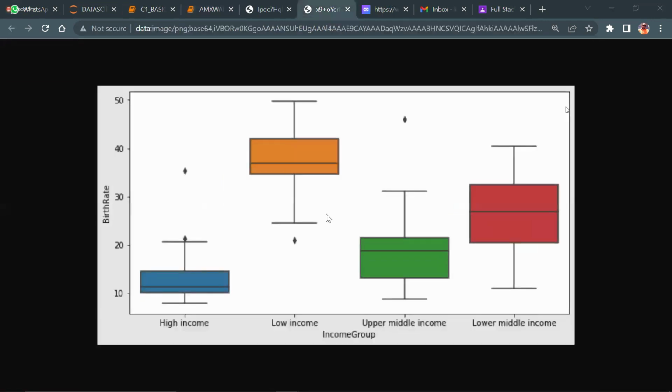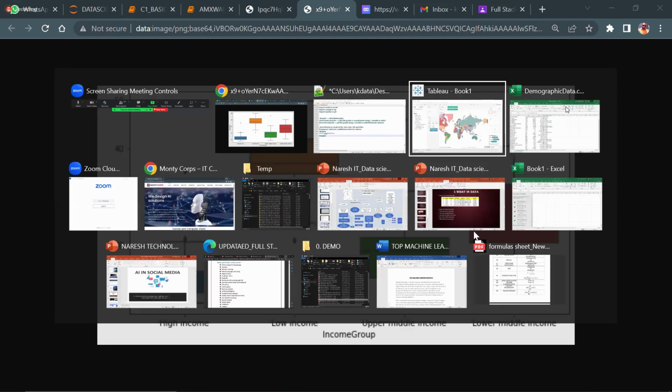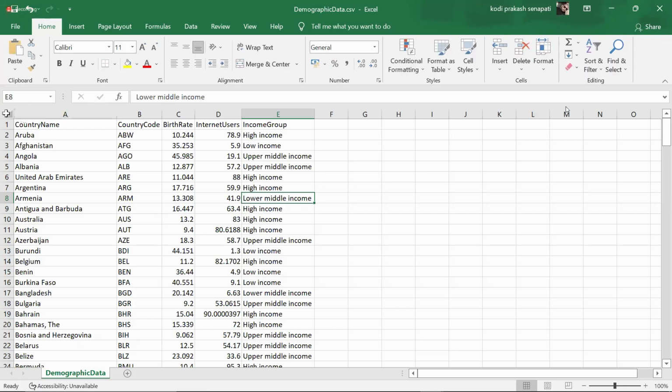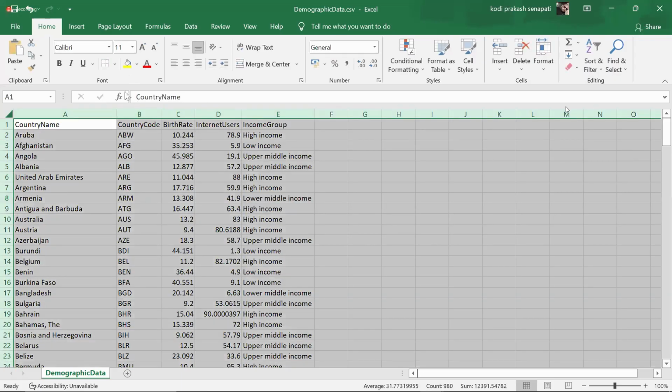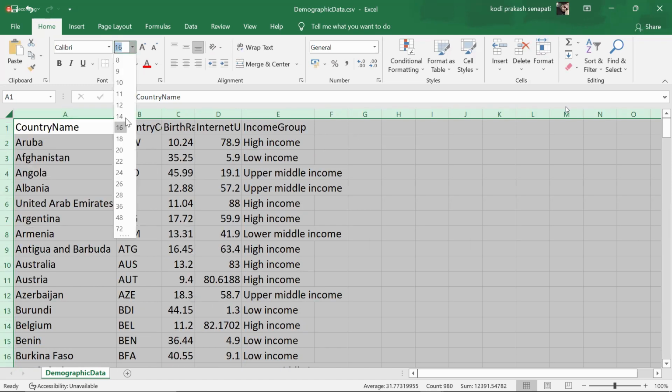So this is called a box. But now, what exactly is the meaning of it? Does this plot generate from one variable or two variables? One variable or two variables? Two variables. The X-axis variable we call income group. For the Y-axis, let's go to my sheet and I'll filter out, or maybe I can make it to 14.